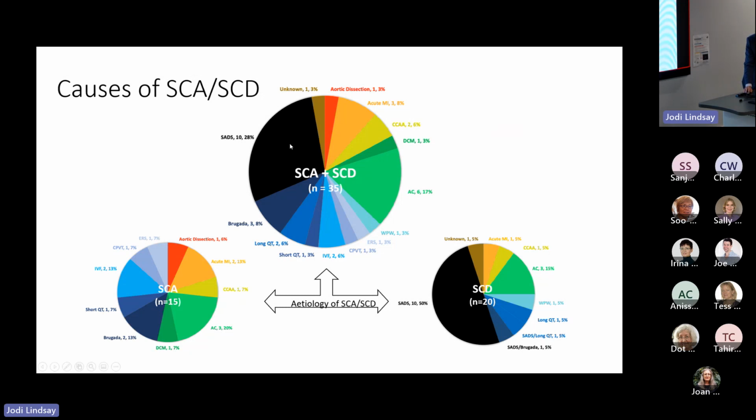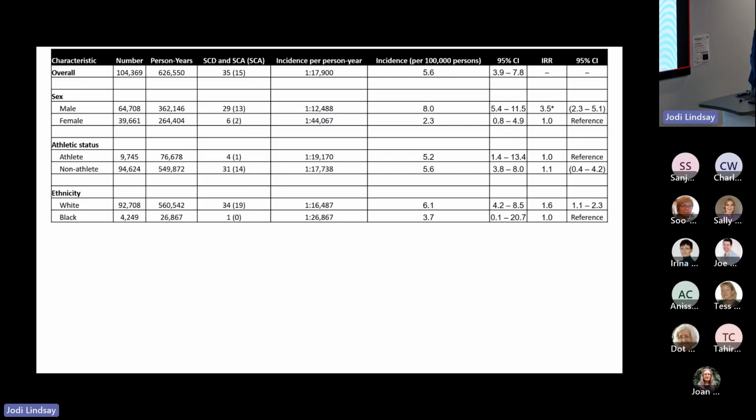Then there was a big proportion of what will be predominantly electrical faults of the heart, so ion channelopathies, and there were a few in terms of aortic dissections, acute myocardial infarction, and other conditions.